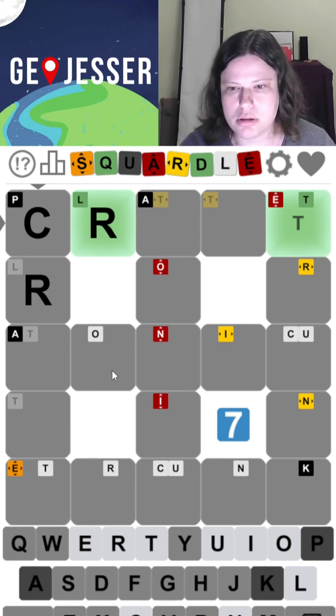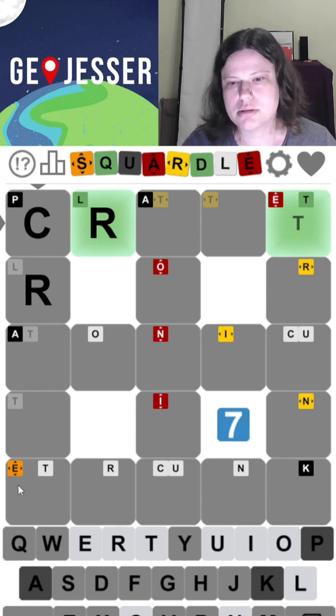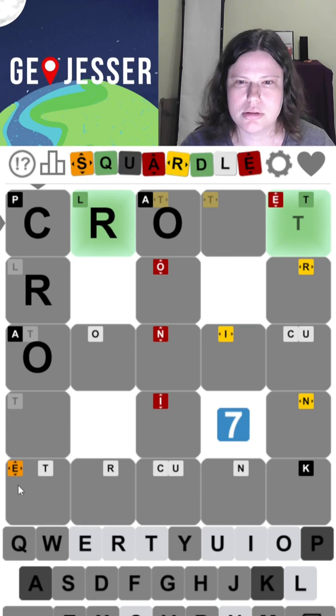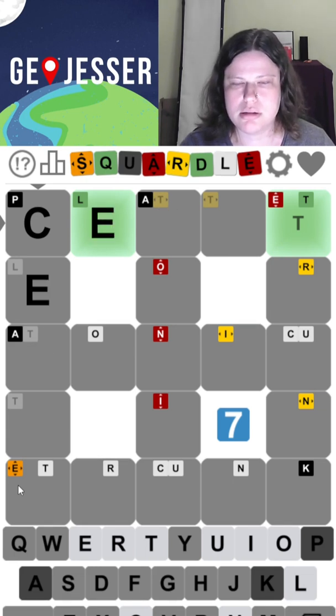Let's try crawl. No, there's no A's. I will not try crawl. I know this isn't an O. It could be an I. And I know there's an E in this word. Is there a word that's like... I don't think there is. So maybe C is not a good choice. Maybe this is the E. Or maybe it's not a C.